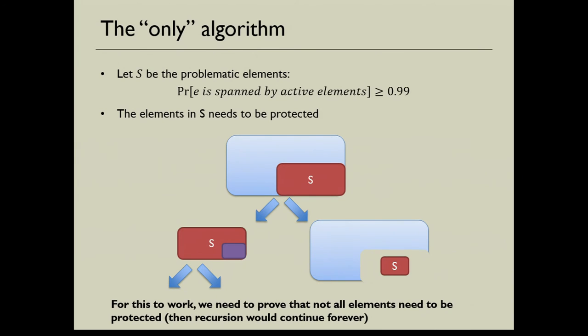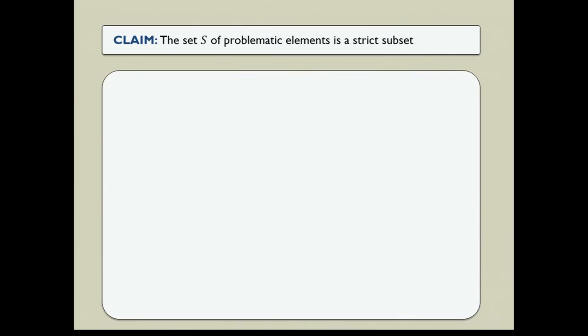So in order to prove that we make progress, what we need to prove is that not all elements are likely to be spanned in a matroid. So we have a fractional matroid point. Each element appears with probability x_e. What we need to prove is that if that holds, not all elements are likely to be spanned, because not all elements are spanned with probability 0.99. So the set S of problematic elements is a strict subset. So why is this true?